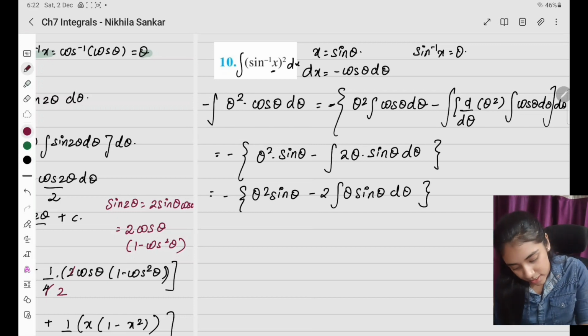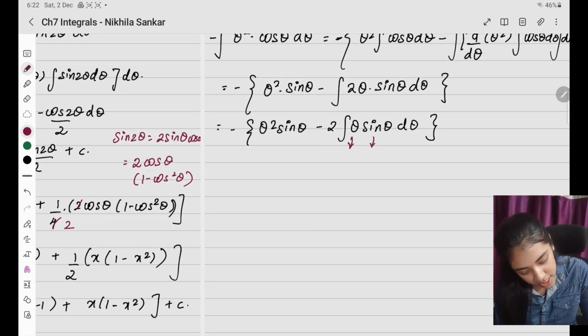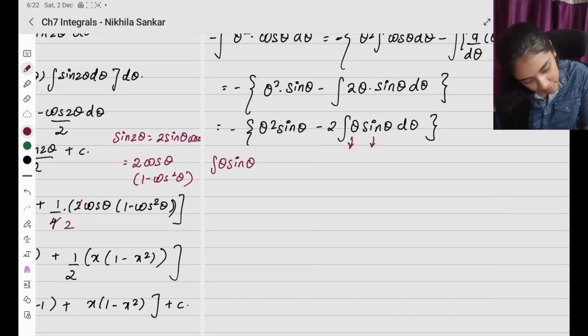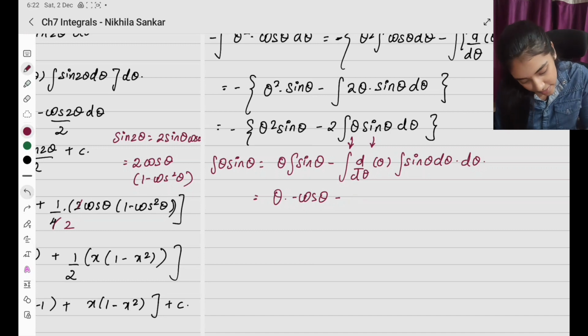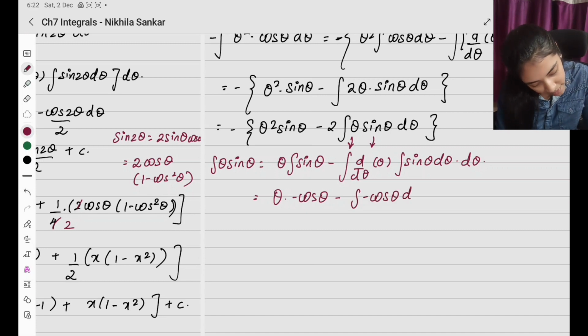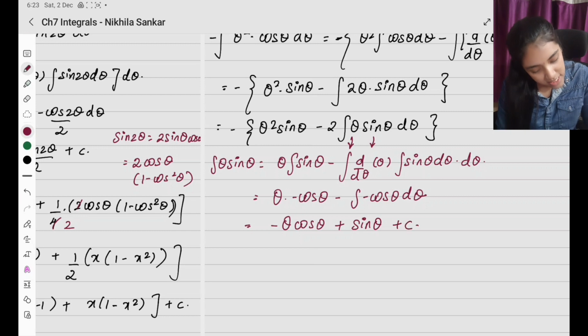Now I again have minus theta square sin theta minus 2 integral theta sin theta d theta. So this is again integration by parts. So this is my first function, second function. So theta sin theta, when we integrate, I have first function, integral of second, minus bigger integral d by d theta of theta, integral of the second function times d theta. Okay, so this is theta times minus cos theta minus 1 times minus cos theta. So integral of minus cos theta d theta, minus minus plus, so I have minus theta cos theta plus integral of cos is sin, so sin theta plus c. So this is what is inside. The plus c we can put at the end, not now.